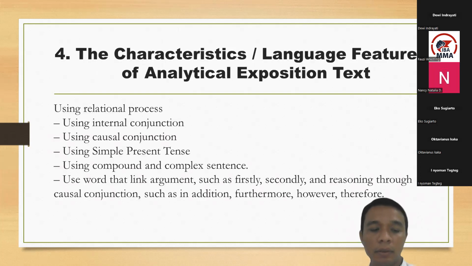And the fourth one is about the characteristics or language features of analytical exposition text. There are some characteristics or language features of analytical exposition text. The main characteristic can be seen from using relational process.